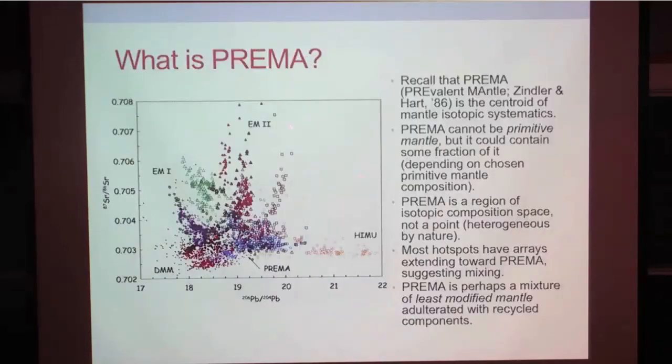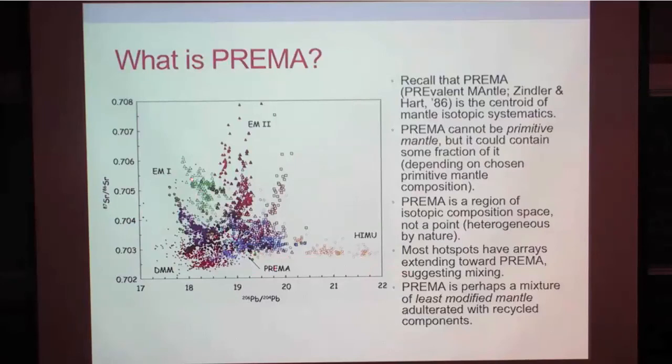Okay, so what about this PREMA? Recall PREMA is the centroid of these points. It can't, by the way, be primitive mantle, because isotopically it doesn't work. Trace element-wise, it doesn't work. But it could contain some fraction of primitive mantle. It could in part be primitive mantle. The other thing, as I mentioned before, is that it's a region of composition space, not a point, at least in my view, so it's heterogeneous by nature.